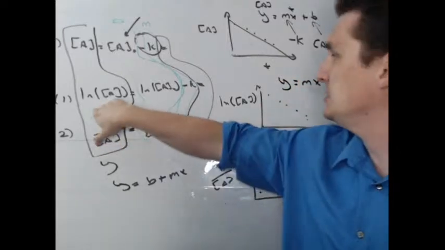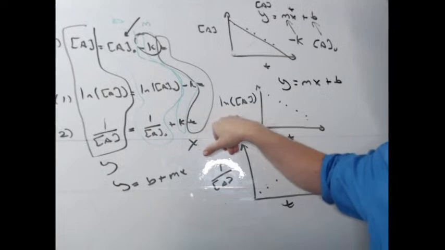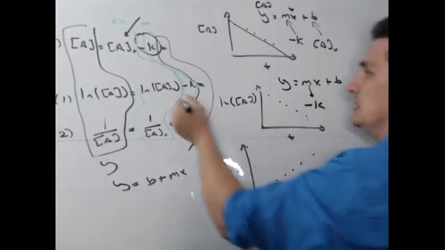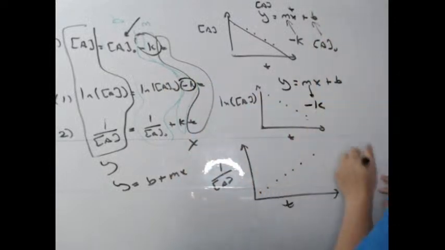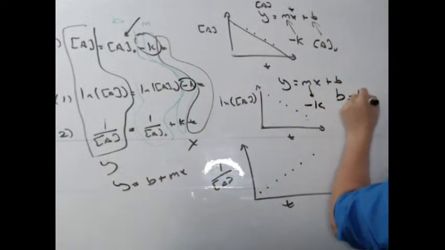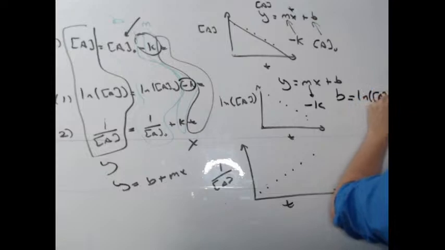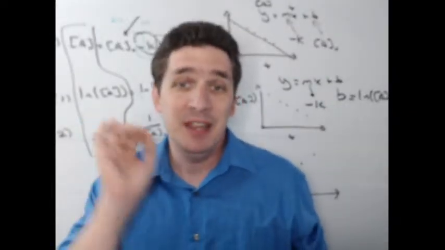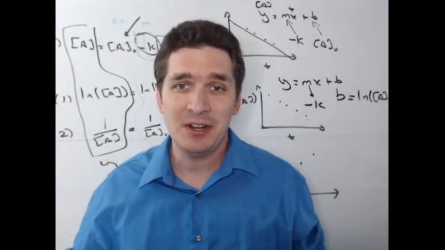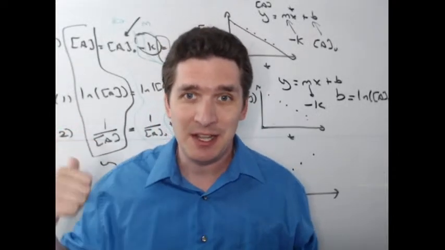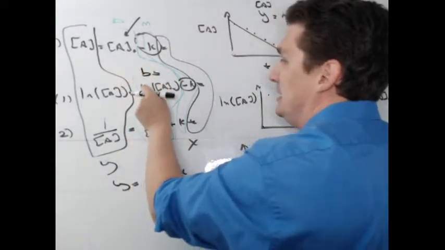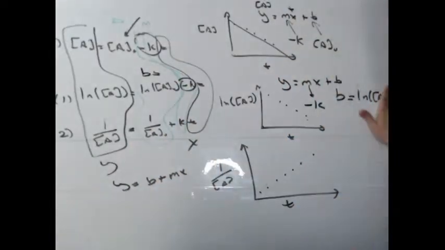Y here is the natural log of the concentration. We know that, that's what the plot is. X here is the t. The slope is also negative k. B here equals the natural log of the starting concentration. And this is where the confusion comes from. The natural log of B does not equal the starting concentration. That's not what the theory is telling you. The theory is telling you that the y-intercept here, B, equals the natural log of the starting concentration.